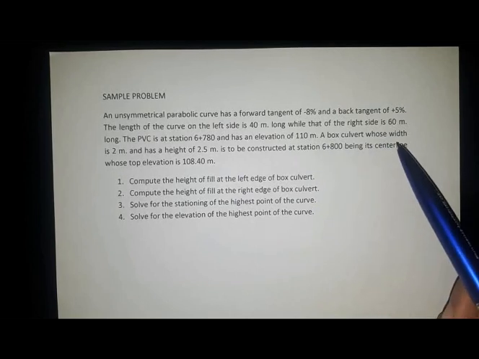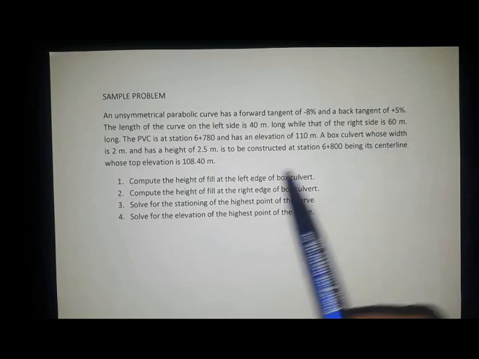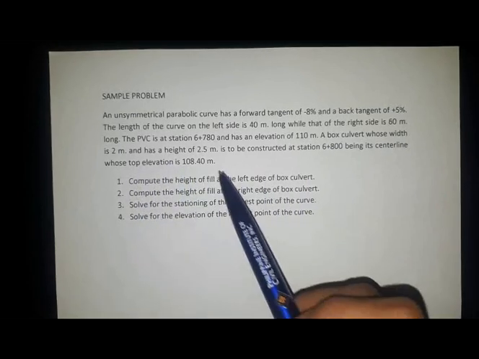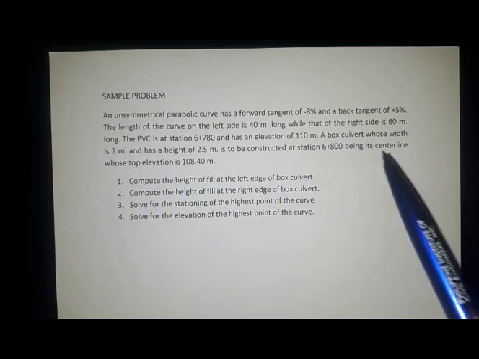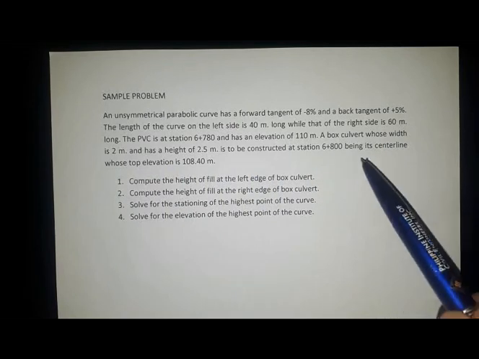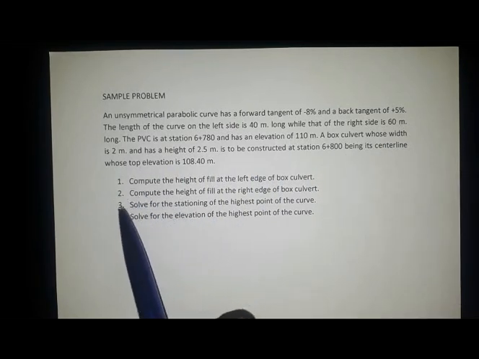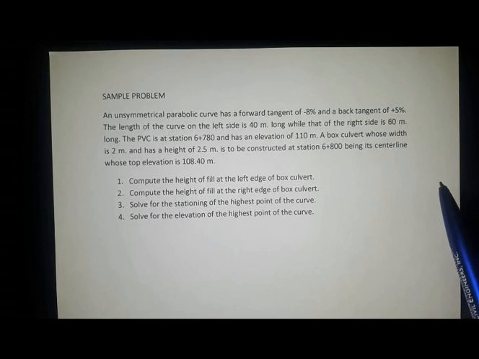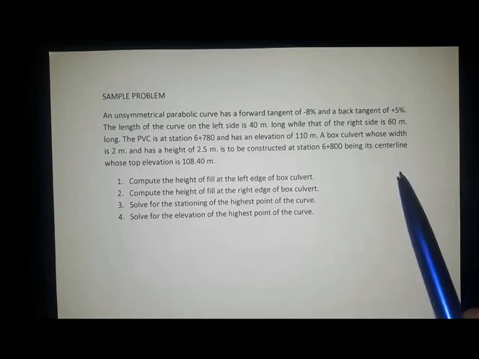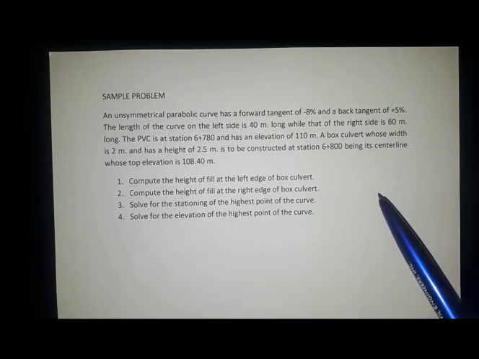A box culvert whose width is 2 meters and has a height of 2.5 meters is to be constructed at station 6 plus 800 being its center line, whose top elevation is 108.40 meters. Compute the height of the fill at the left edge of box culvert.